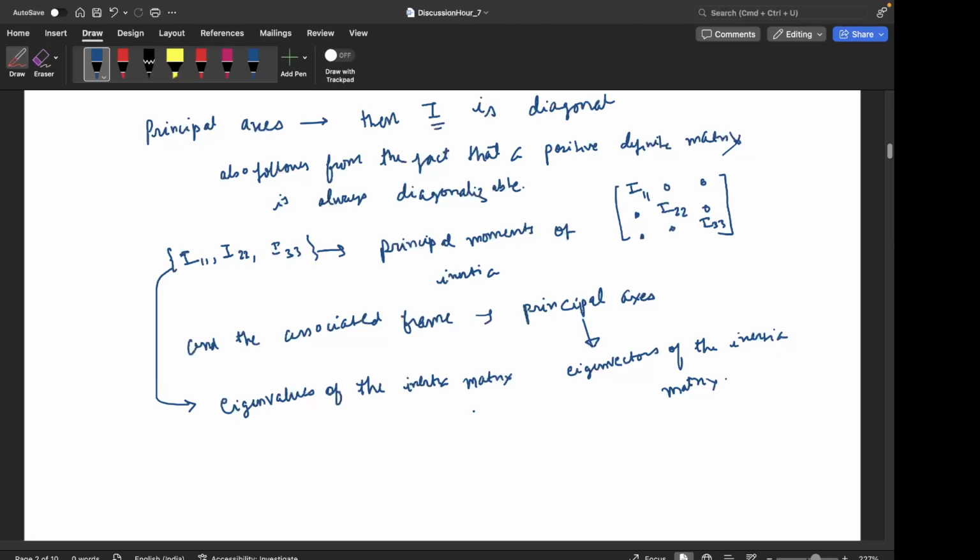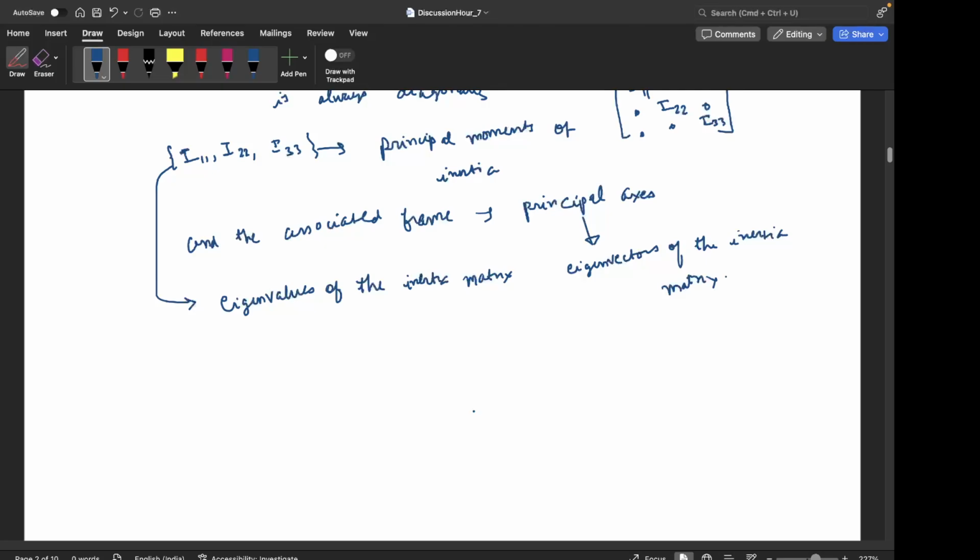How can we find the principal axis? We have the inertia matrix represented in, let's say, any frame. Then we find the eigenvectors and eigenvalues of that matrix. The eigenvectors will correspond to the frame in which it is diagonal, and the eigenvalues correspond to the principal moments of inertia, that is I11, I22, and I33.